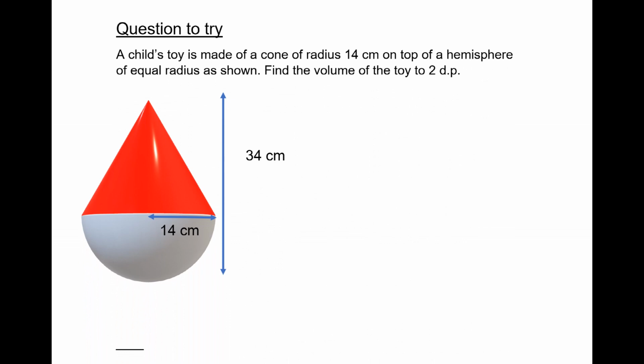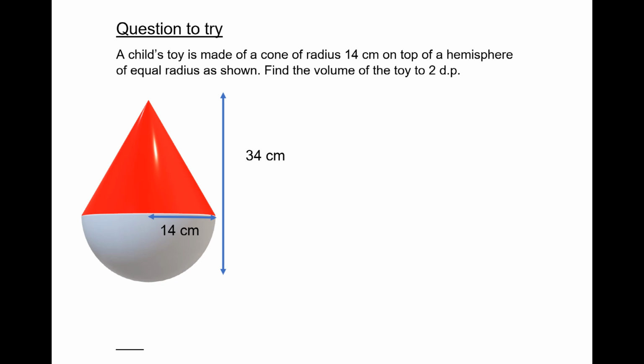Here's a question for you to try. So this is a composite shape. A child's toy is made of a cone of radius 14 centimeters on top of a hemisphere of equal radius. Find the volume of the toy to 2dp. Please pause the video now and have a go. And when you're ready for the answer, press play.